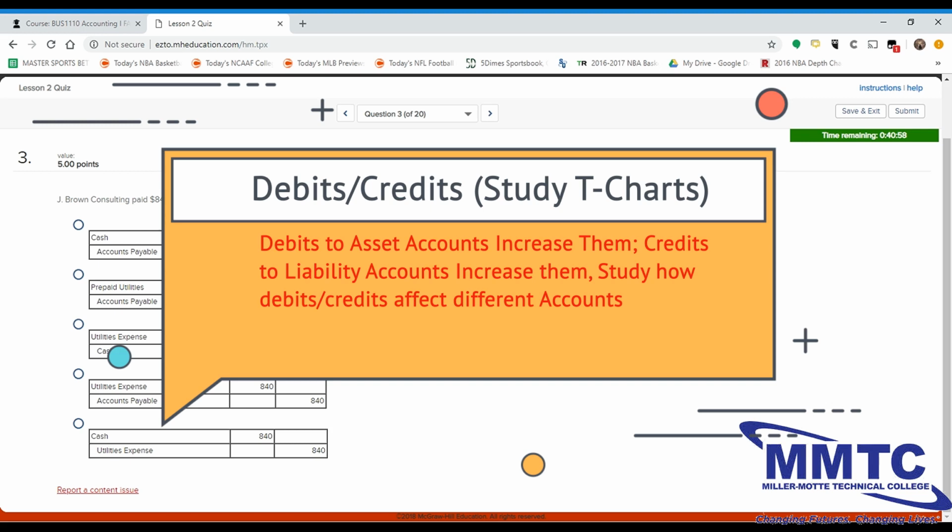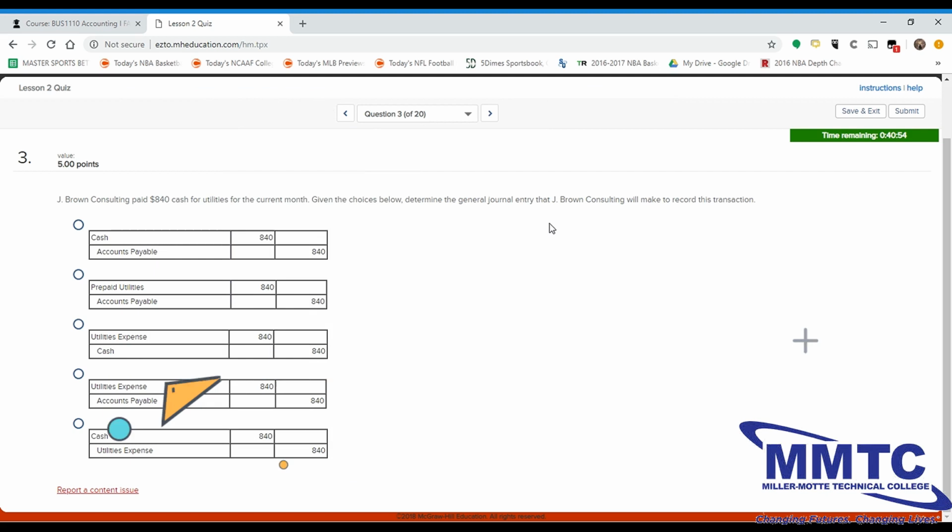Brown Consulting will make. Okay. And it says 840 cash. So this is what the company did, right? They paid in cash $840 for utility. So if you paid in cash, your cash did what? It went down. How do we decrease cash? A debit or a credit? Credit, right? So we know in the answer it has to credit cash for $840.